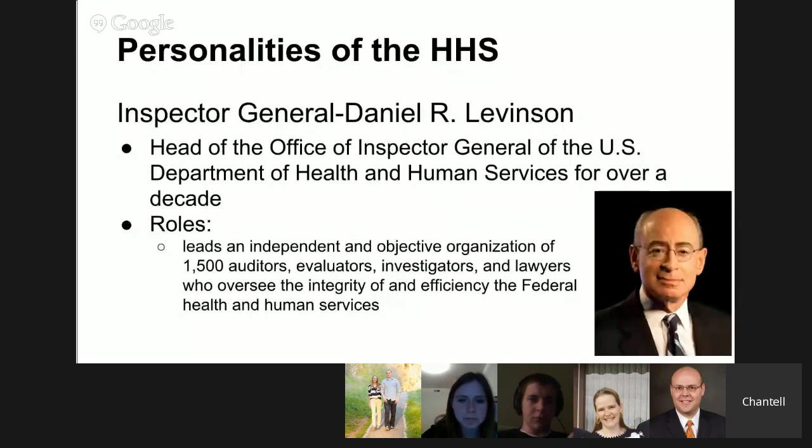The OIG. There's an OIG for many departments. The Department of Defense has an OIG. So OIG is a general term, and it's found within many departments. But when we refer to this OIG, we're talking about the HHS OIG.